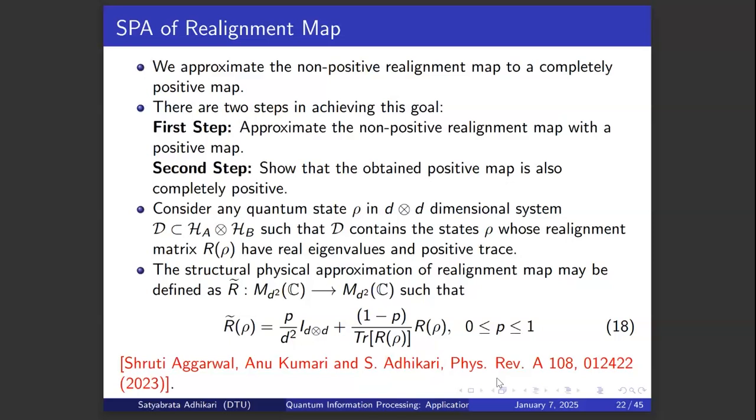So when we do this, we have to see whether we can have some value of P for which this R tilde rho will be a positive map. And once we get the positivity of R tilde rho, then we can talk about the completely positive map. Because when we are talking about a completely positive map, first of all, we have to make the map positive. Okay, otherwise we cannot do it.